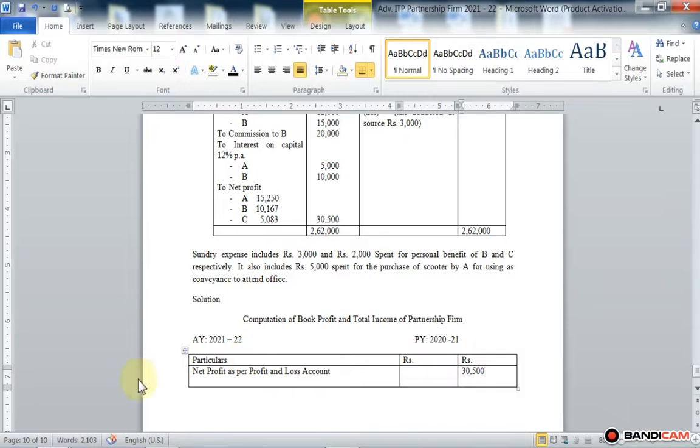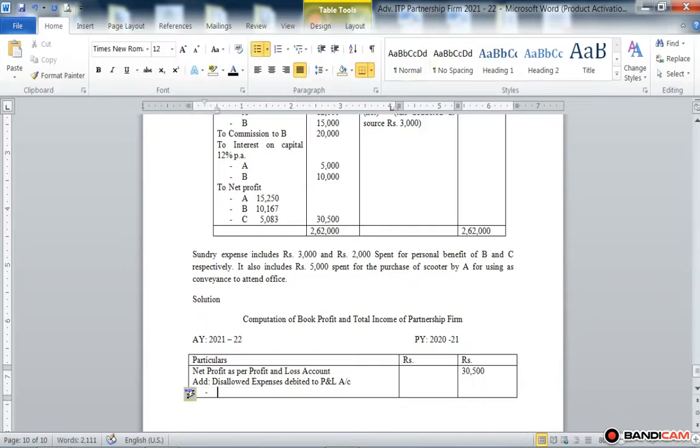Then next we add disallowed expenses debited to the P and L account, profit and loss account. So first expenses, that is given here, sundry expenses include.